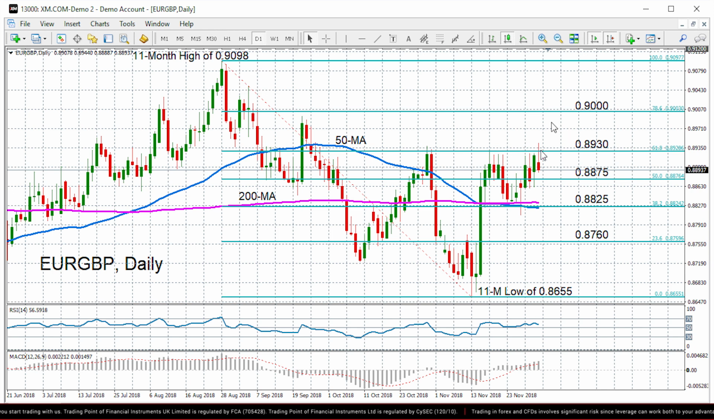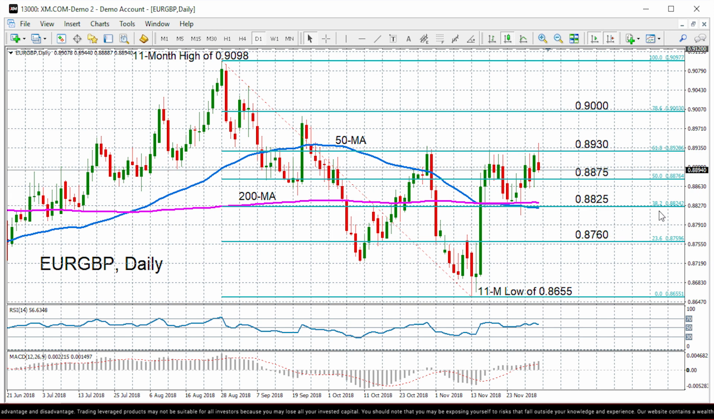However, if that resistance level holds, we could then see prices slipping downwards, first to 0.8875, that's the 50% Fibonacci. A drop below the 50% Fibonacci would significantly weaken the positive momentum. And then we've got another key support level further down at 0.8825.